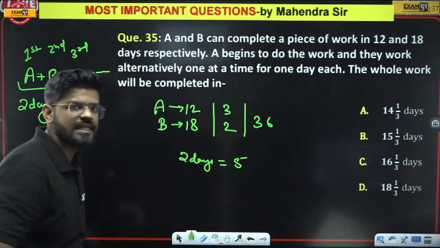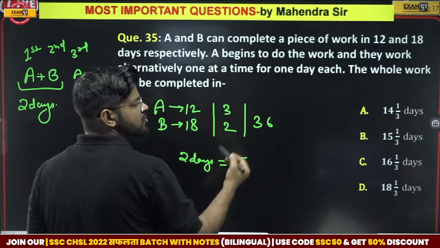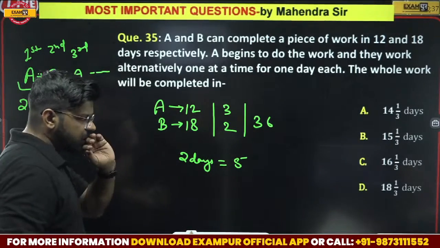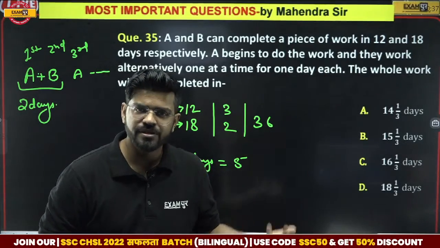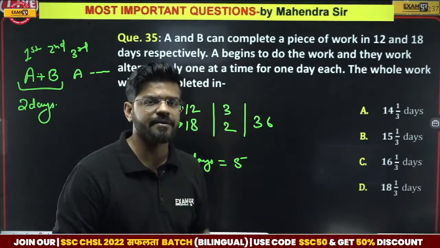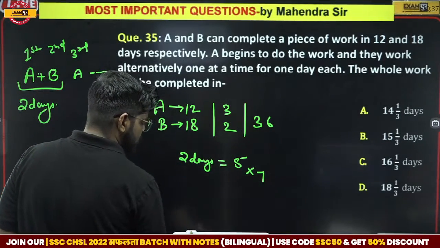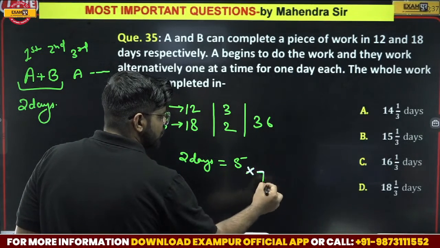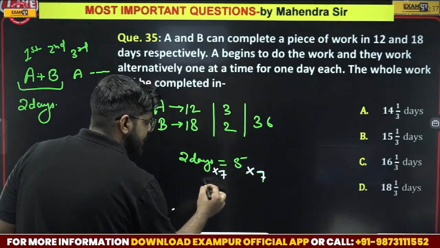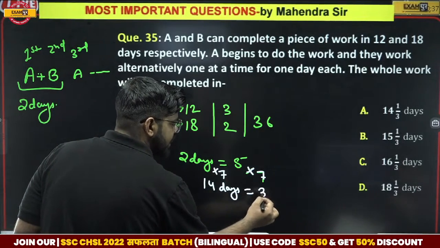Together they can eat 5 chocolates in 2 days, but we have 36 chocolates. So we have to see whether 36 is a multiple of 5 or not. No, it is not, so we have to go to a nearby number, which is 35. Multiply by 7 on both sides. We get 14 days, and here we get 35.